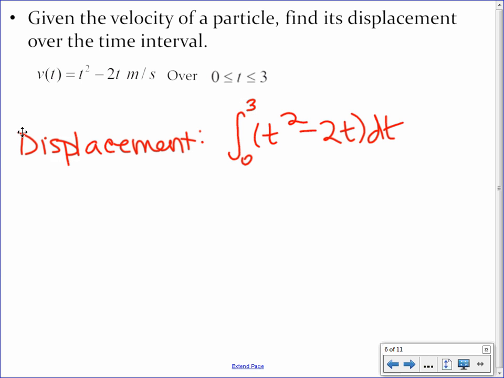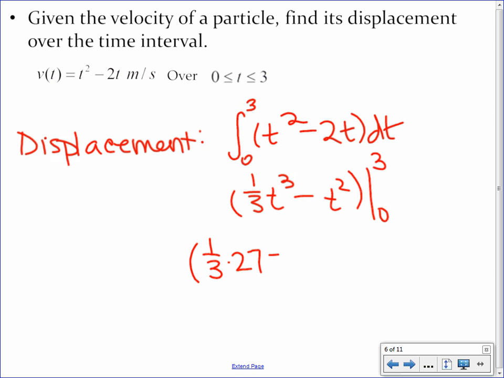Antiderivative of t squared, 1/3 t cubed. 2t, t squared. From 0 to 3. So I plug in 3. 1/3 times 27 minus 9, minus plug in 0. We're at 0 meters, which means what? We are at the origin after 3 seconds.